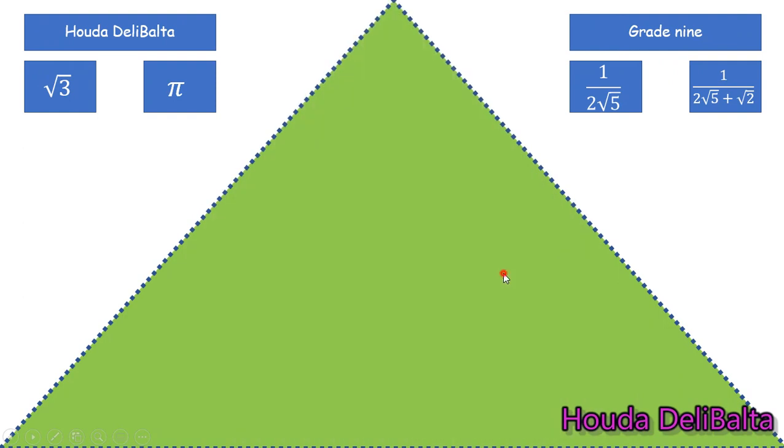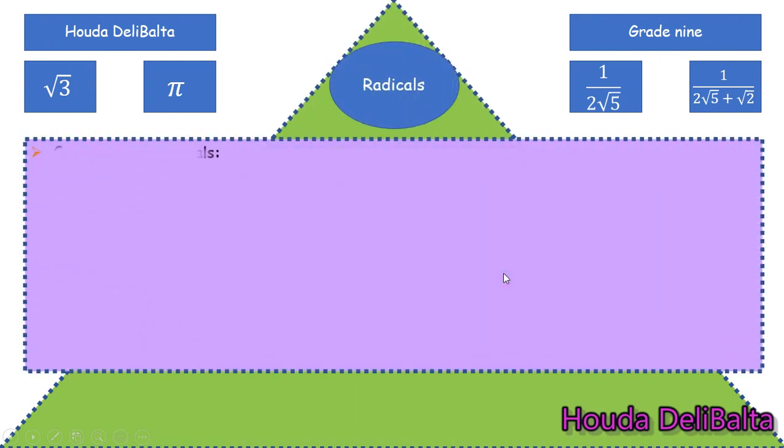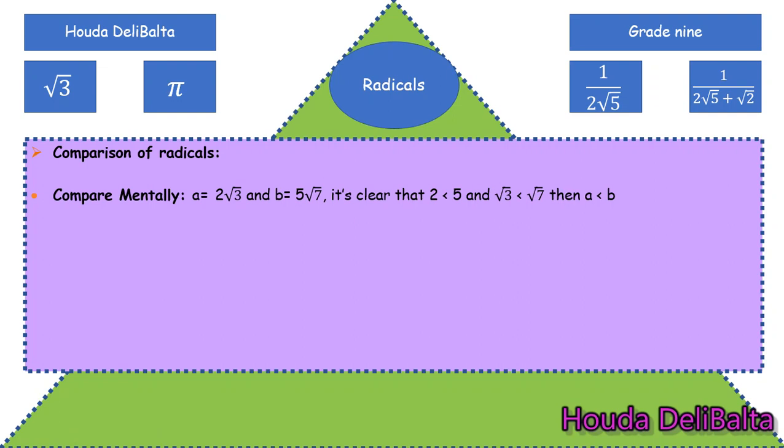Okay, dear students, and now we are going to talk about something called the comparison of radicals. First of all, we can compare radicals mentally, which means we can compare radicals using logic. For example, if you have A equals 2 radical 3 and B equals 5 radical 7, it's clear that 2 is less than 5 and 3 is less than 7, so radical 3 is less than radical 7 as well. Thus, when multiplying 2 with radical 3 and 5 with radical 7, we'll surely get that 2 radical 3 is less than 5 radical 7, and hence A is less than B.